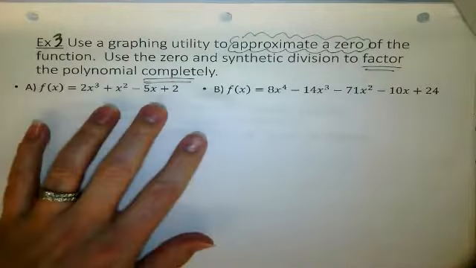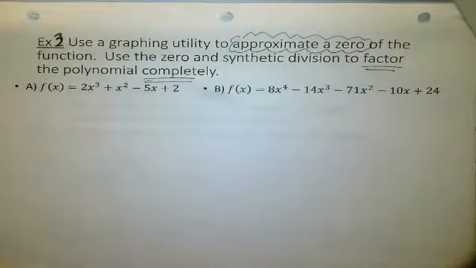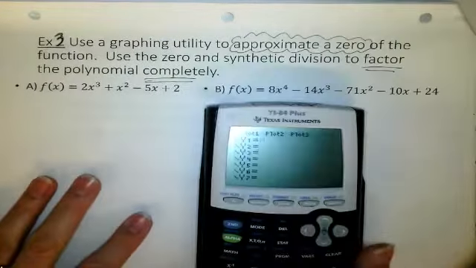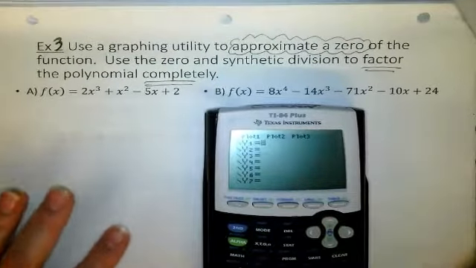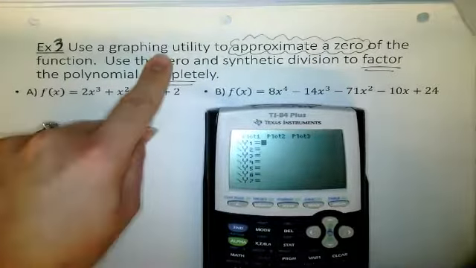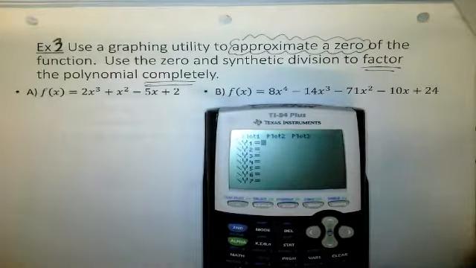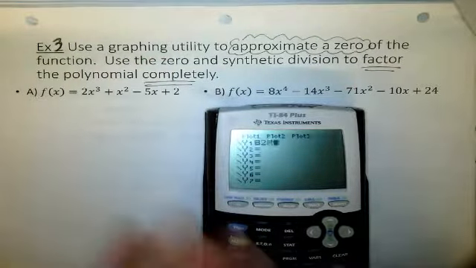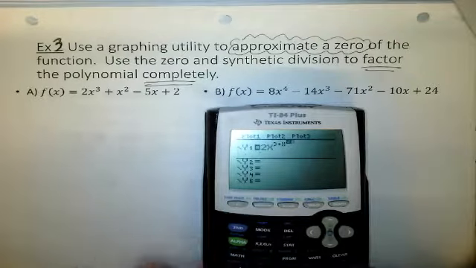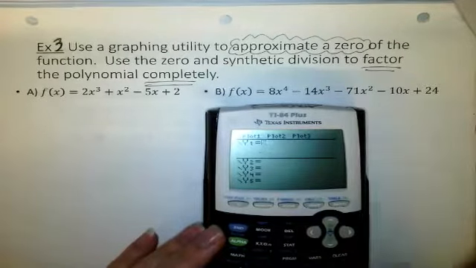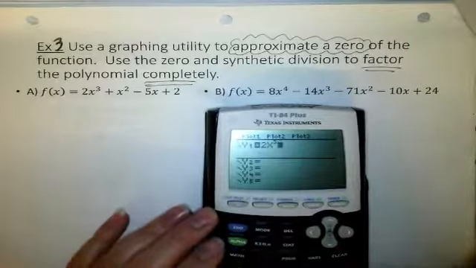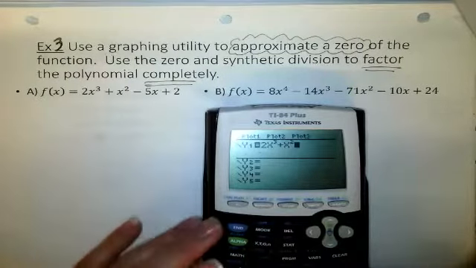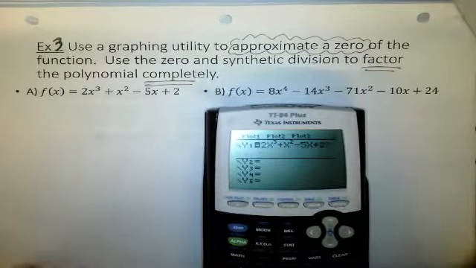Now, I have this lovely polynomial here, but they didn't give me any helper zeros. Before calculators, there is actually a way to figure out what those zeros are. It's called the rational root theorem. You can look it up if you want. But we're going to use our graphing calculator to help us out with some zeros. So 2x cubed plus x squared minus 5x plus 2.